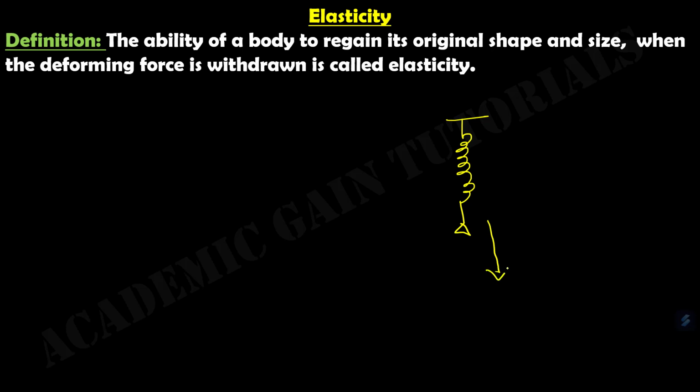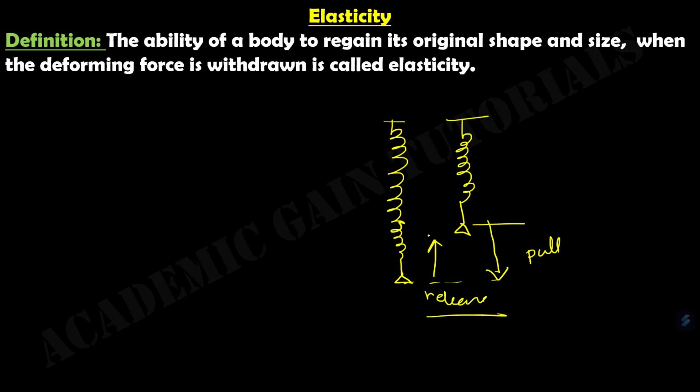When we pull this spring, its length increases. So when we pull, the body will look like this after pulling. Okay, and it returns to its original state and shape when the tension is released. So when we release this spring, it tends to go back to its original shape or state.